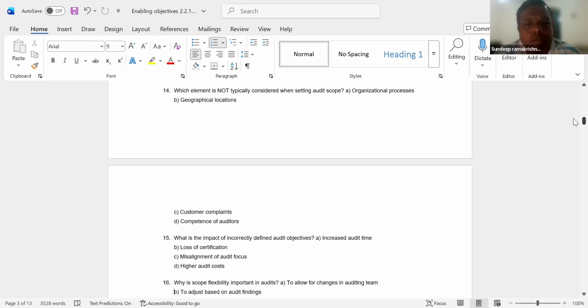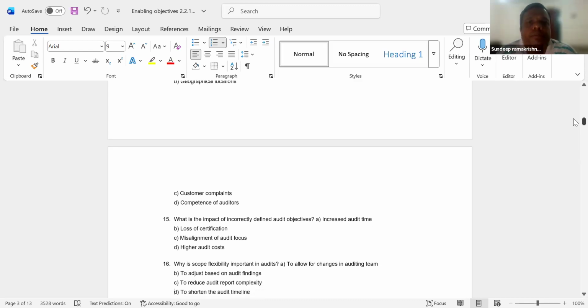So wherever the geography of the organization is, that doesn't actually matter. Organizational processes are important. Customer complaints also are part of the process. And competence of auditors are also important. Right.